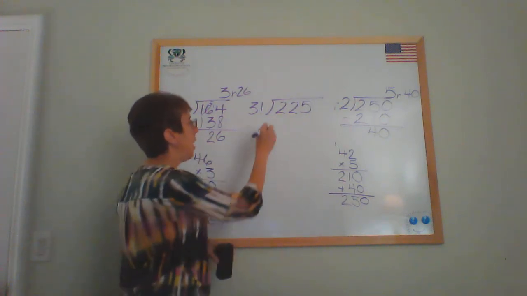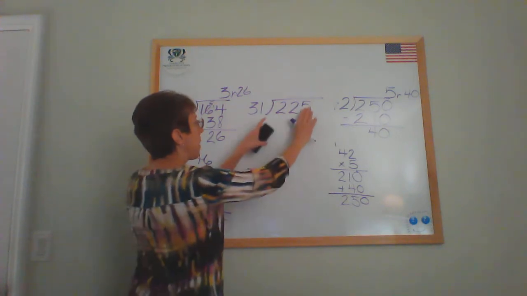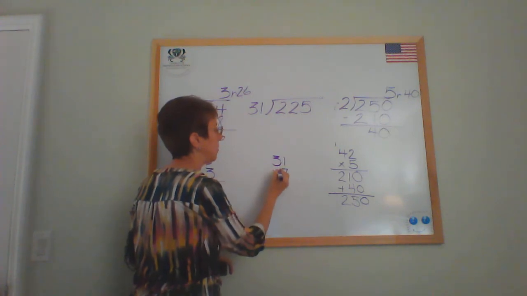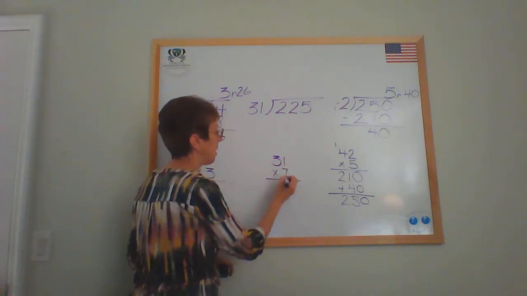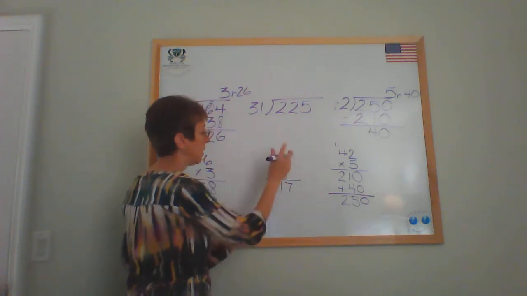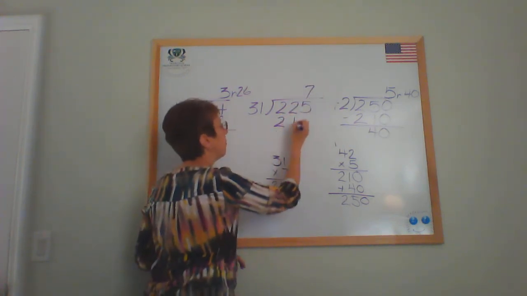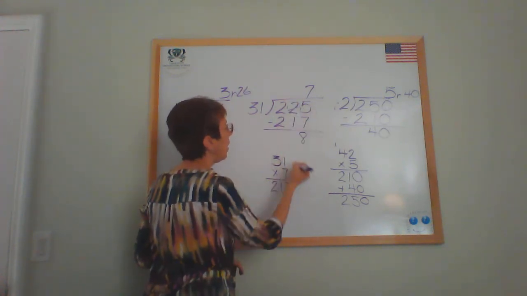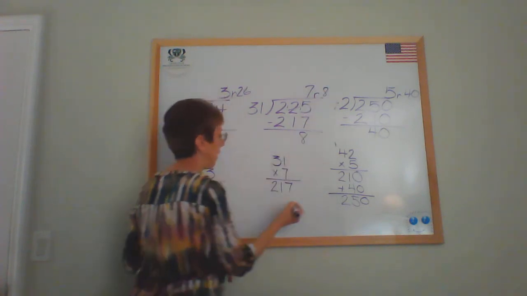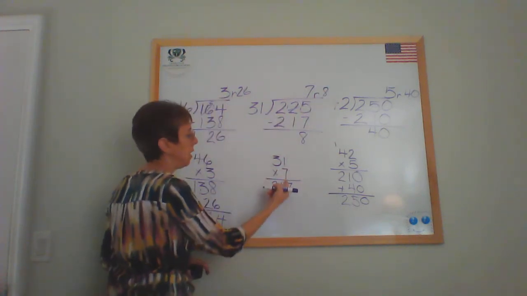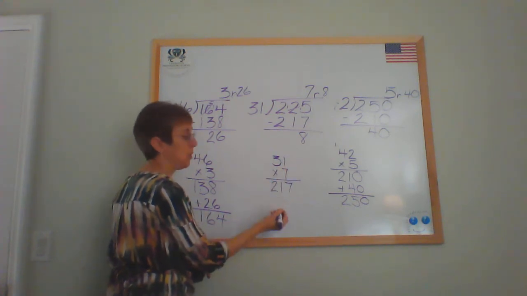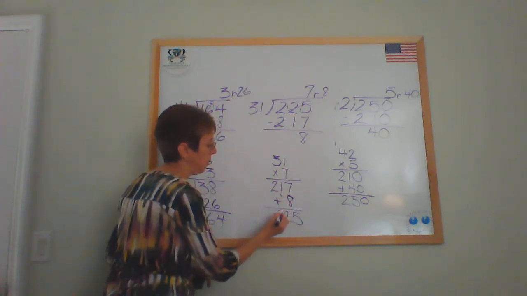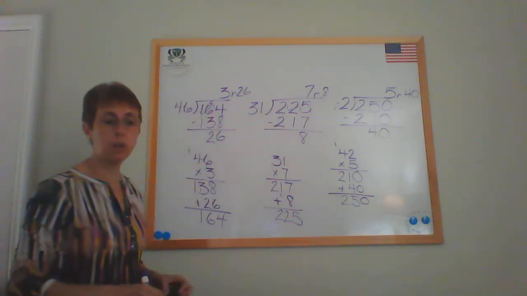Last one, 225 divided by 31. We break it down, 22 divided by 3 would be 7, because 7 times 3 is 21. So let's see if that works. That's 7, and 7 times 3 is 21, 217. So that does work here. Then you need to subtract. Okay, and we just got a remainder of 8. Check. 31 times 7 equals 217, plus we add on the remainder of 8. 225, and that's what we started with.